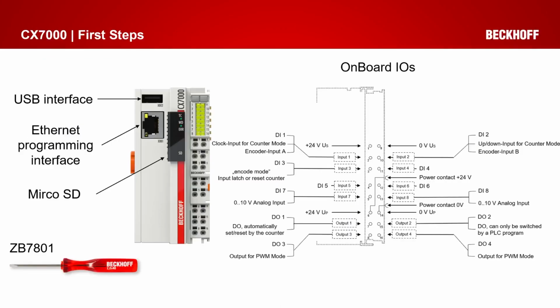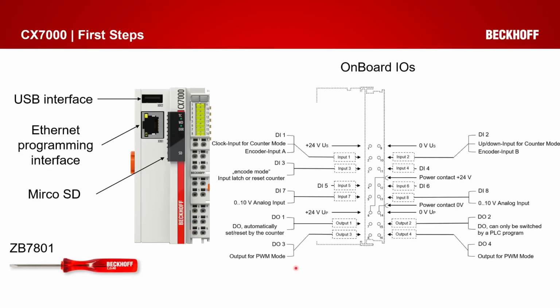On this slide, we see the front view of the CX and a kind of contact plan. Below the USB interface, we see the Ethernet interface, which is used for the development in TwinCAT 3. And below this black cap is the micro SD card. The black cap is movable up and down because of the size of the contacts, which are the same size as the HD terminals. We advise to use a screwdriver of the type ZB7801 because this one is specially designed for this size.